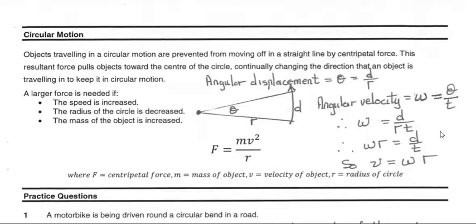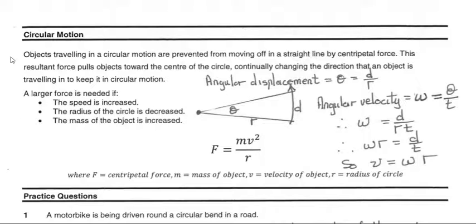In this video, we're going over some GCSE physics problems about circular motion. Just to recap some of the equations that are needed before we look at some example questions. Objects travelling in a circular motion are prevented from moving off in a straight line by centripetal force. This resultant force pulls objects towards the centre of the circle, continually changing the direction that an object is travelling to keep it in a circular motion.